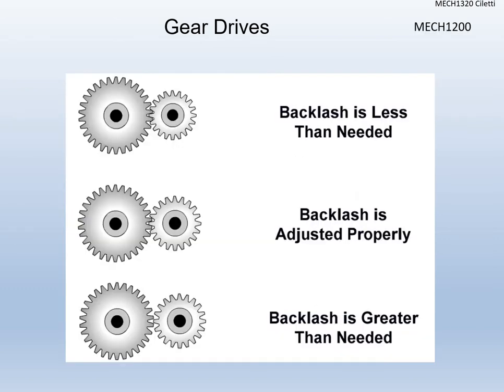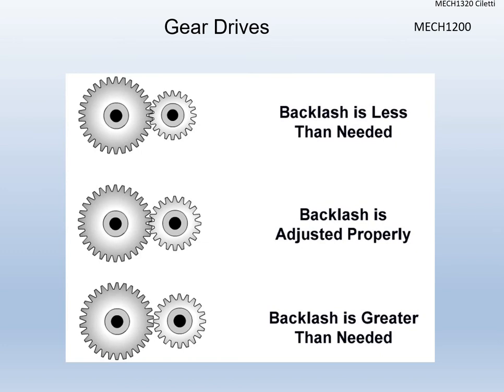So how do we know? You can visually inspect it as well. If we look at how tight together the gears are in the top picture here, they are so tight together that those gears aren't going to turn. The one gear is not going to escape after we transmit power. So the backlash is less than needed. We need more backlash there.